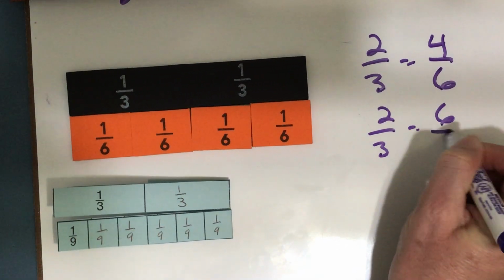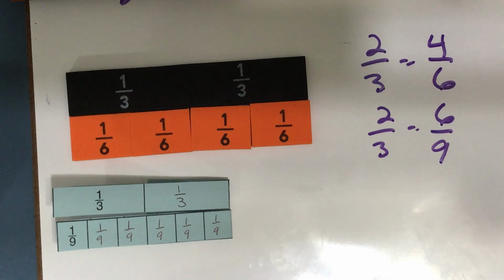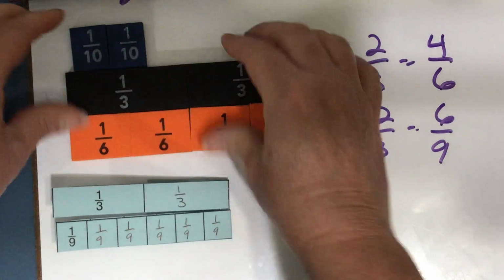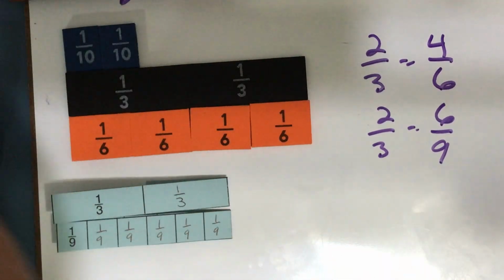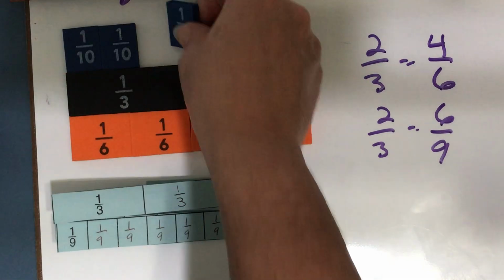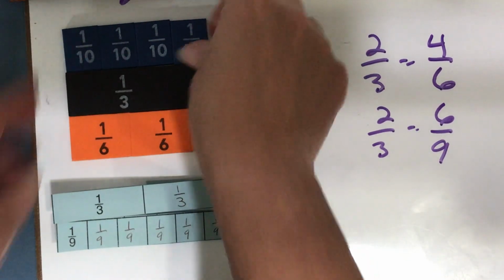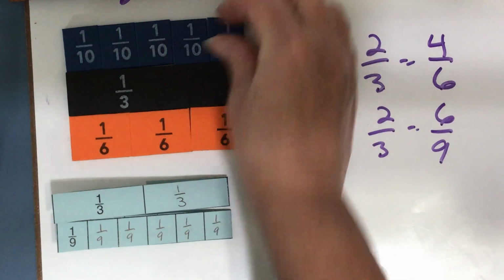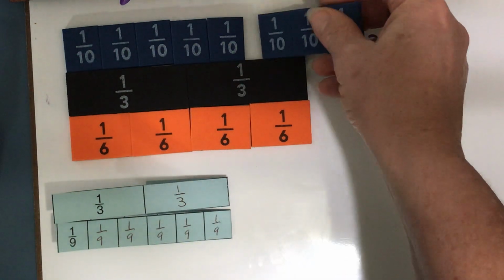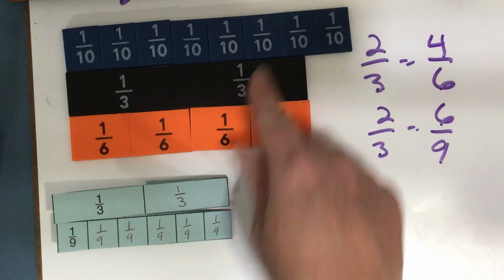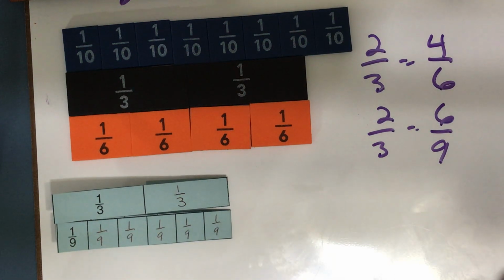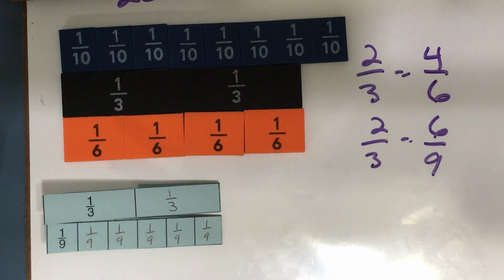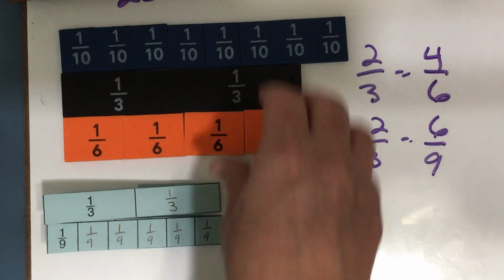2/3 equals 6/9. Okay, and C says 8/10. I'm going to grab 8/10 over here. So 1, 2, 3, 4, 5, 6, 7, 8. 8/10. 8/10 does not equal 2/3. 8/10 is more than 2/3. So those are not equivalent fractions.